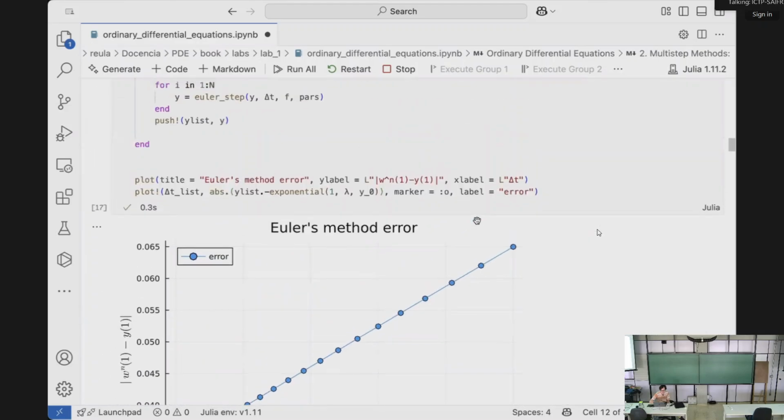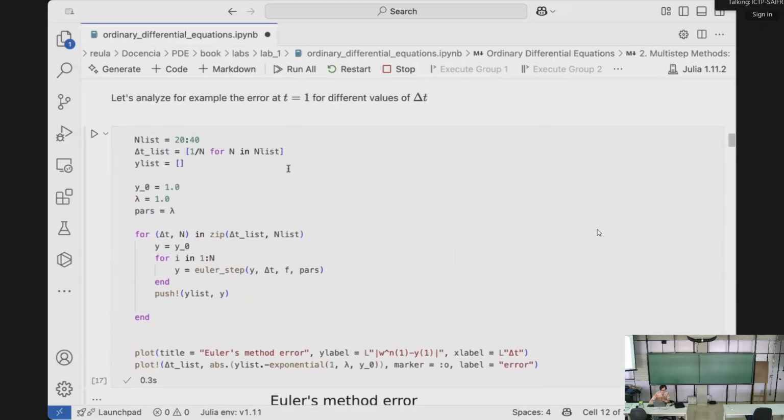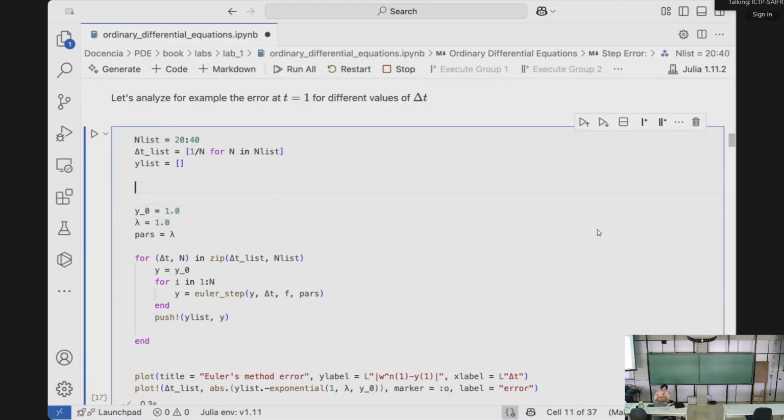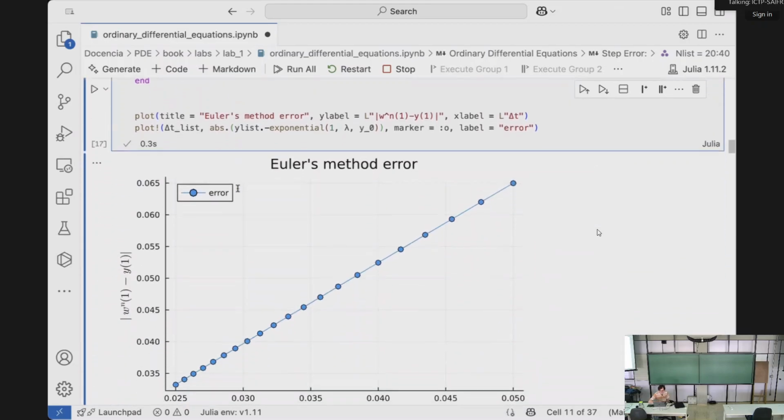So what we are doing is trying several values of delta t and trying to see what our approximation is of y after t equals 1 is achieved, right? So we are evolving here until t equals 1 for several values of delta t. And this is what we are seeing.